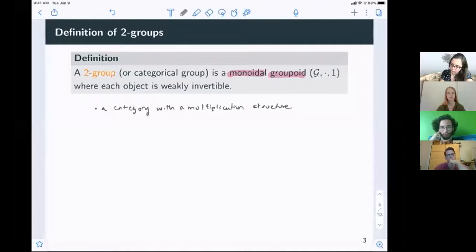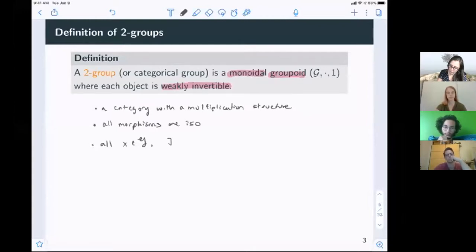When we say groupoid, we mean that all morphisms are isomorphisms. And when we say that each object is weakly invertible, we mean that for all X in our 2-group, there exists a Y in the 2-group such that X tensor Y is isomorphic to 1 and Y tensor X is also isomorphic to 1. And of course, when we have a monoidal category, we also have a sense of tensors on the morphisms, not just the objects. So we're going to primarily focus on 2-groups.